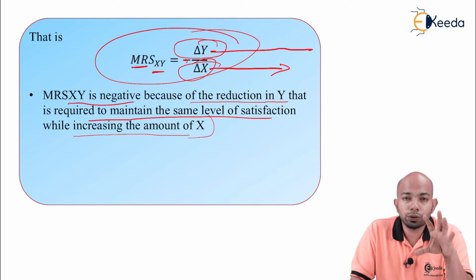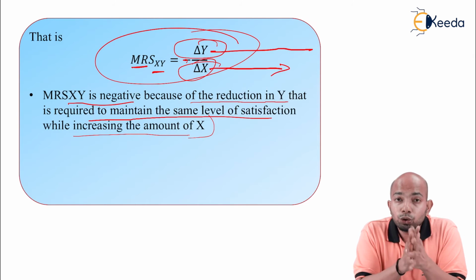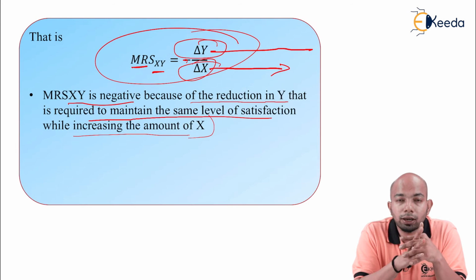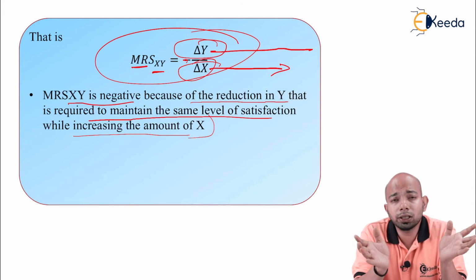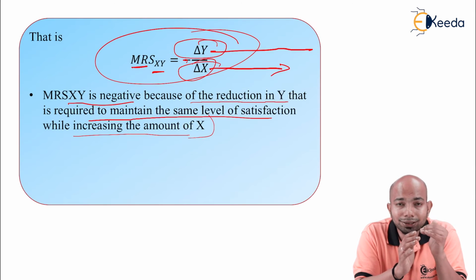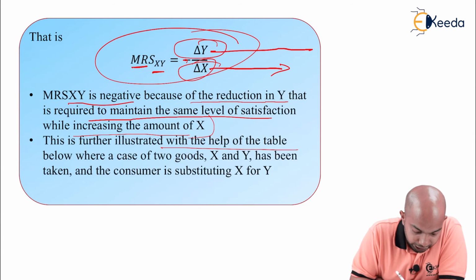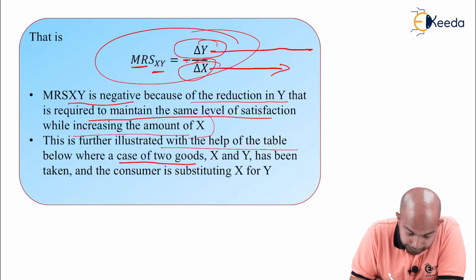For example, let's take an example of your job satisfaction. Now if you are supposed to change jobs, will you be looking for a job which is giving you a salary which is less than your current one, or probably you'll be looking for a salary which is more than your current one? Of course you'll be looking for a salary which is more than the current one, right? You won't be looking for a salary which is absolutely less than the current one. Even if it is less by 1,000 rupees or 2,000 rupees, it doesn't matter, it is still less. Hence you would want a job which is giving you more salary as compared to the current earnings here. That's the same thing that you need to keep in mind. Satisfaction level should be either at the same level or it should go up. It should never go down here. This is further illustrated with the help of the table below, where a case of two goods X and Y has been taken and the consumer is substituting X for Y.